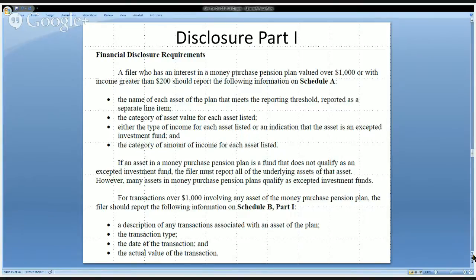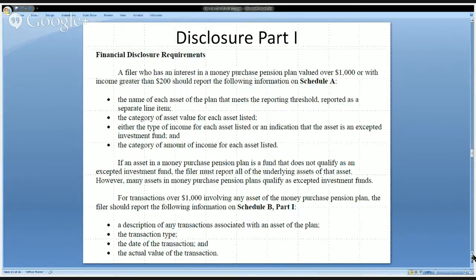We also have some Schedule B reporting requirements. For transactions over $1,000 involving any asset of the money purchase pension plan, the filer should report the following information on Schedule B Part 1. A description of any transaction associated with the asset of a plan. So if we had within the plan, say stock in a company, and we sold some of that stock within the plan, we would have to report that transaction on Schedule B of the report, even if it was within the money purchase pension plan.